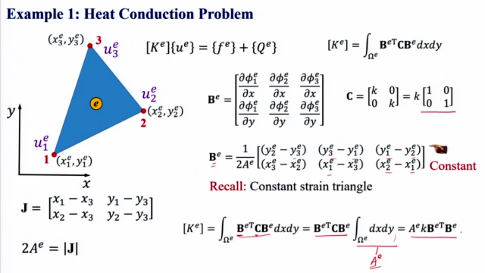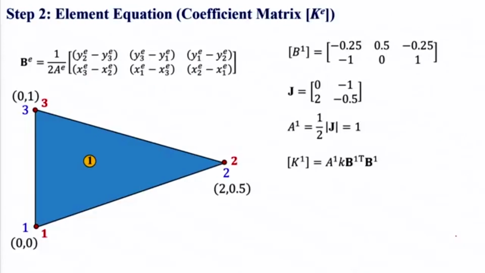So for the triangular element, what will happen to the quadrilateral element, we don't know. We will see that, but at least for the triangular element, we can see that in order to get this coefficient matrix, we really do not have to do any integration. For a given element, the coefficient matrix can be obtained like this, okay, just based on the coordinates of the three nodes.